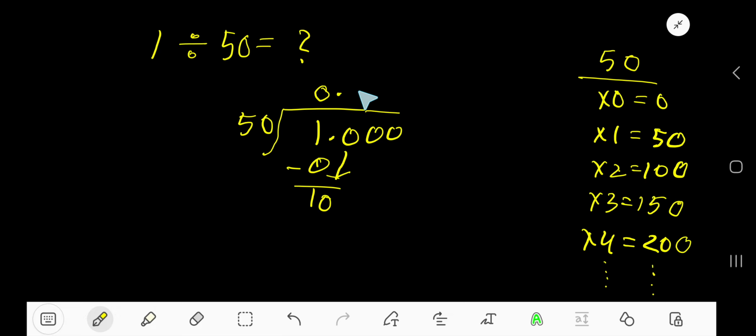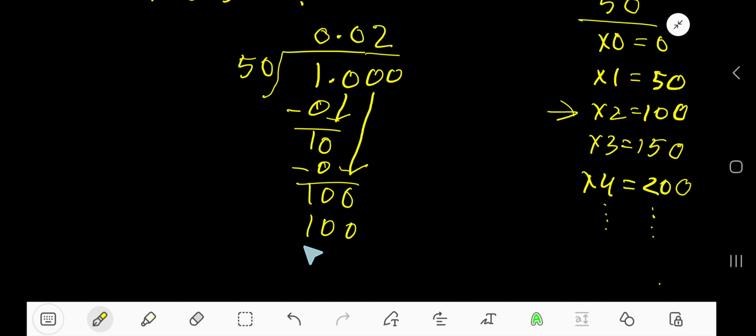Now 50 goes into 10 how many times? 0 times, because 10 is less than 50. 0 times 50 is 0. Subtract, 10. Bring down this 0. 50 goes into 100 how many times? 50 goes into 100 2 times. Write 2. 2 times 50 is 100.